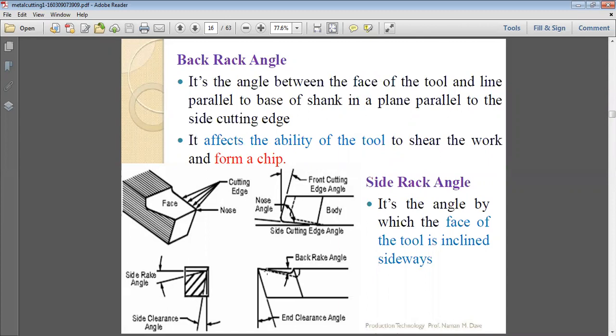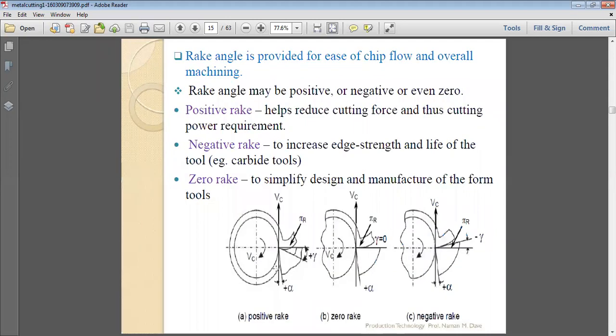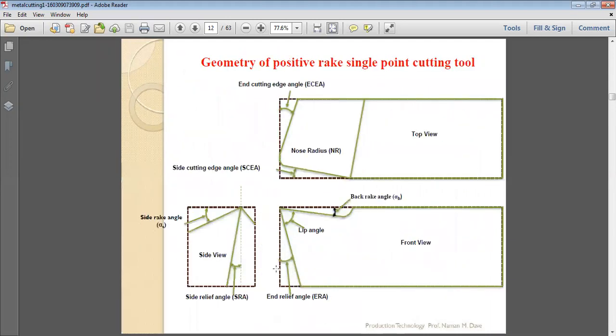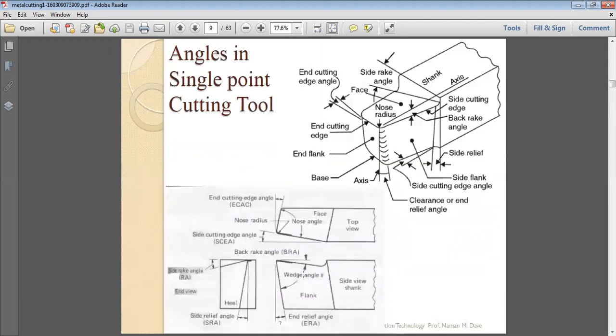This is the back rake angle. If we see clearly in this part, this is the back rake angle. This is with the shank and the plane line parallel to this. So this is the back rake angle for this one.